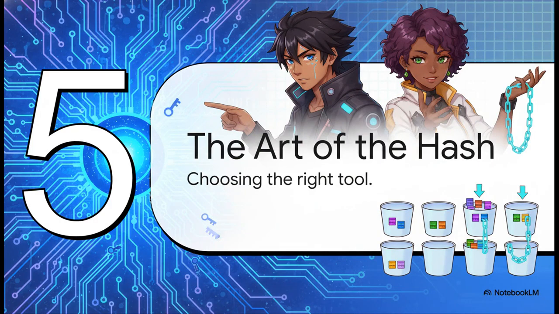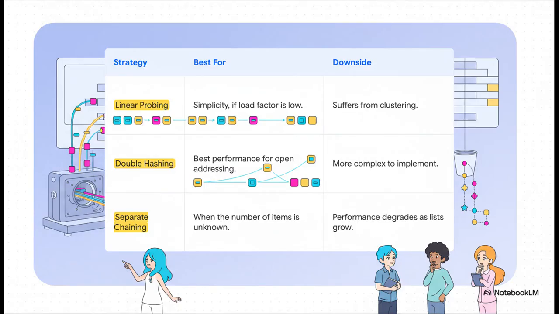So with all these different strategies, linear probing, double hashing, separate chaining, how on earth do you choose? Well, it all comes down to understanding the trade-offs. The choice really just depends on your situation. If you need something simple and you can guarantee the table stays mostly empty, yeah, linear probing is fine. If you want the absolute best performance for a table that has a fixed size, double hashing is the way to go. But if you have no idea how many items you'll end up storing, separate chaining is your safest bet, because its performance degrades much more gracefully.